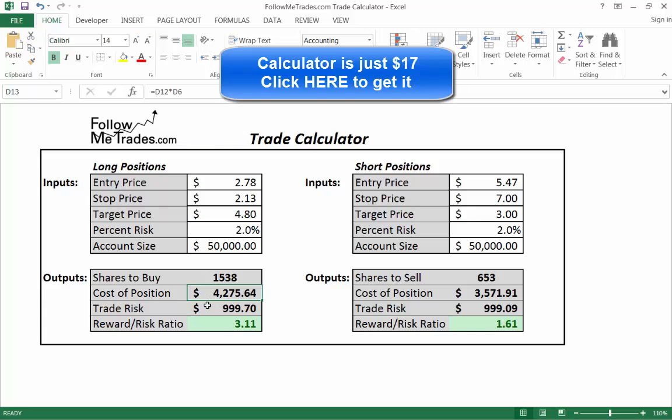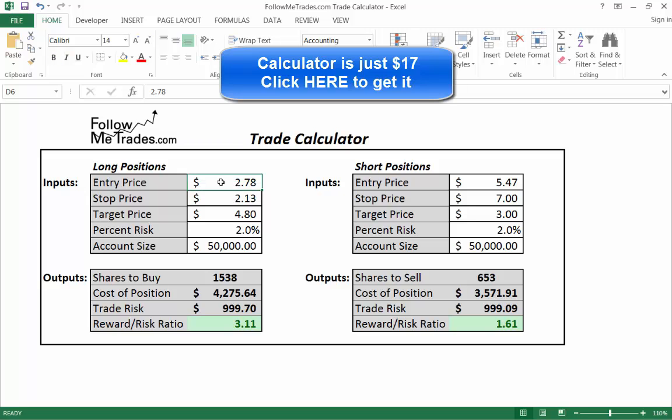But it's saying if it goes down and hits this stop, if I buy it at 278, and it goes down and hits 213 and the trade fails, it's a loser, I'm going to lose, and I'm rounding down, 999.70, just under $1,000. $1,000 is 2% of 50,000. So it's telling me the position size based on those inputs to take and to limit my loss to 2%.